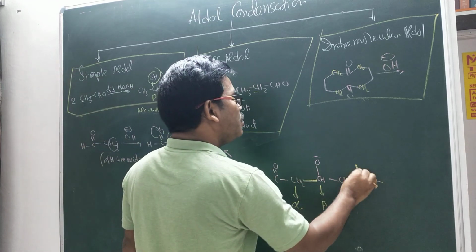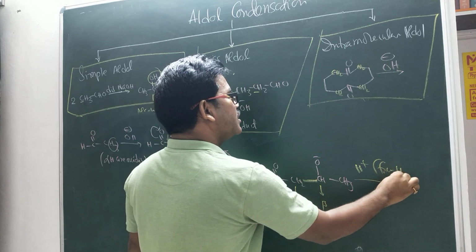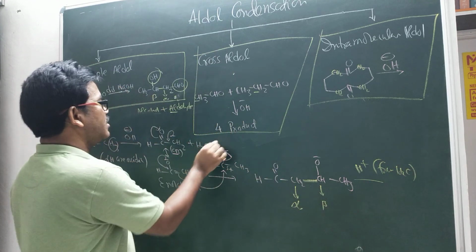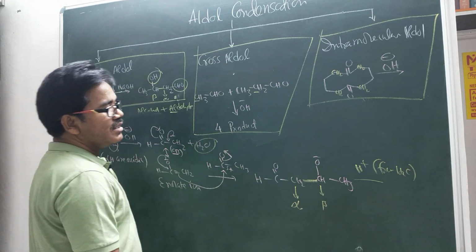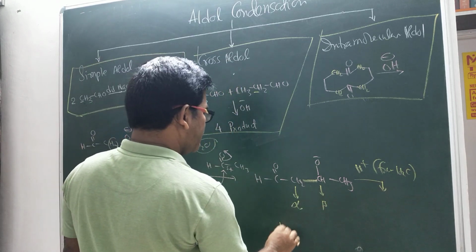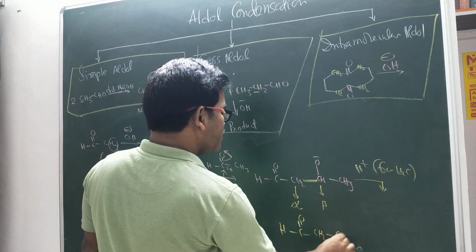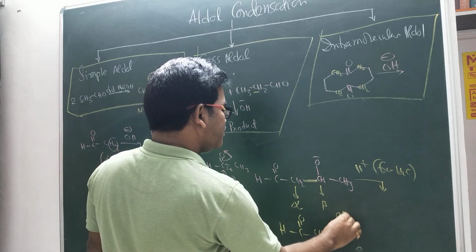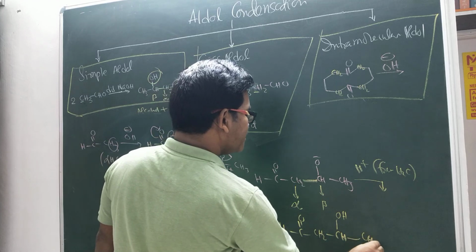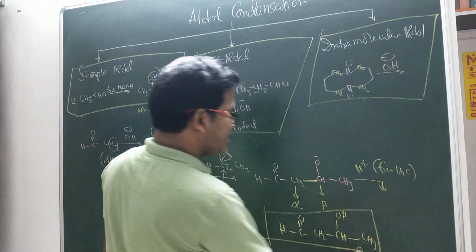You will take a proton, H plus ion, from water. Who is water? This water. Therefore, we will be getting what? We will be getting this: HC double bond O, CH2, CHOH, CH3. This is nothing but aldol.